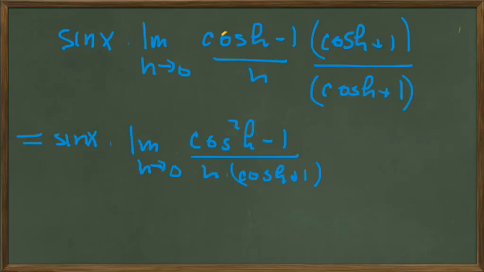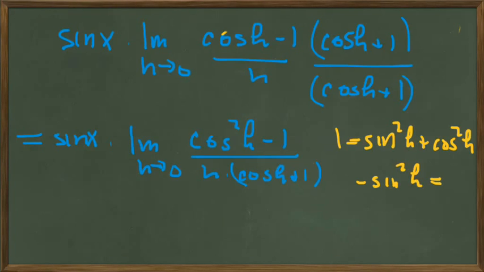And we know from the Pythagorean identity that sine squared h plus cosine squared h equals 1, and if we subtract 1 from both sides and subtract sine squared h from both sides, we see that an equivalent identity is that the negative of sine squared h is cosine squared h minus 1. So this numerator right here is equal to minus sine squared h. And so let's rewrite below.